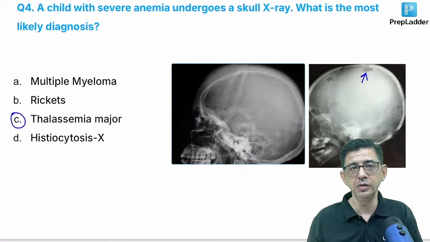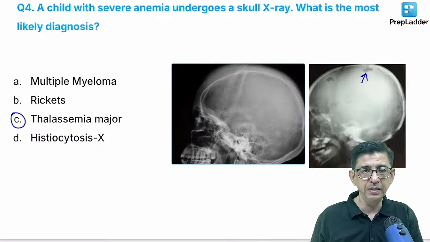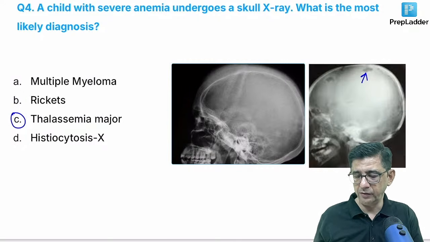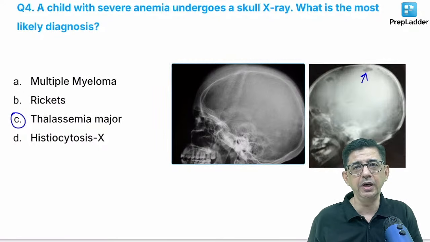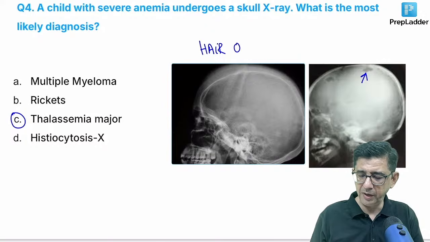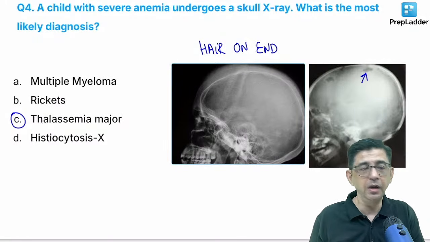Yes, the answer to this one is option number C. But if I change the x-ray, the answer will also change. So I expect you to comment now for the second x-ray. For the first one, it's obviously straightforward thalassemia. You can pick up the classical hair on end appearance. But if I am gonna talk about the second one, then the answers are okay.